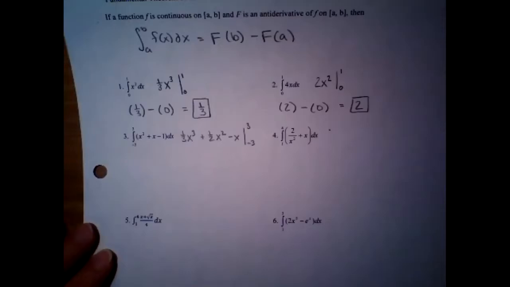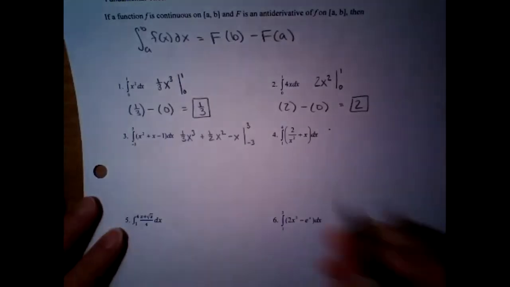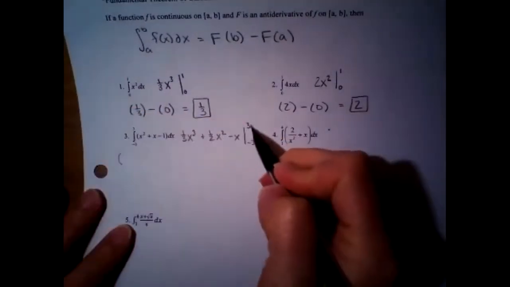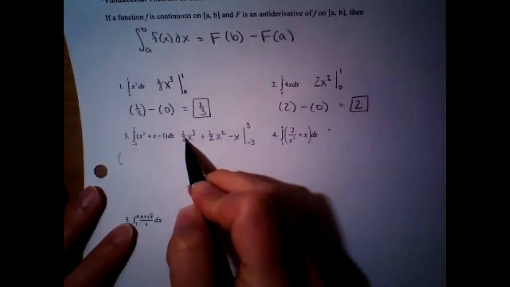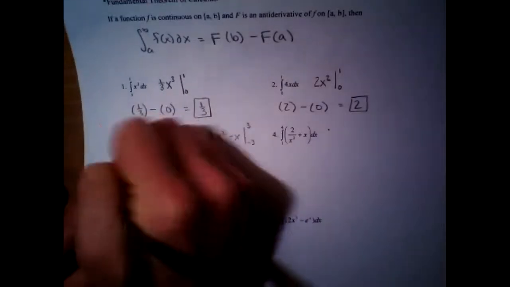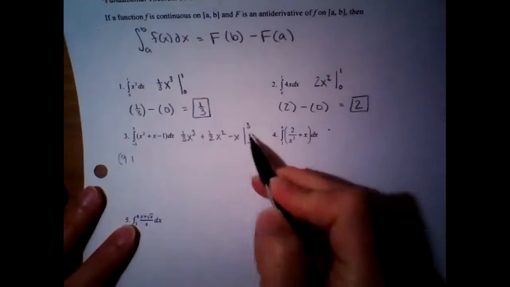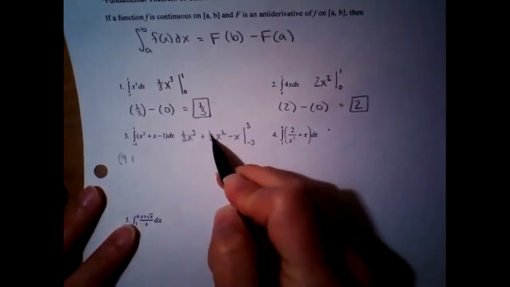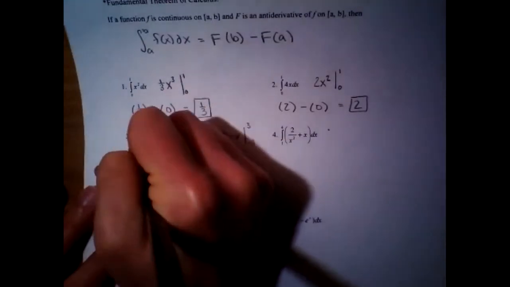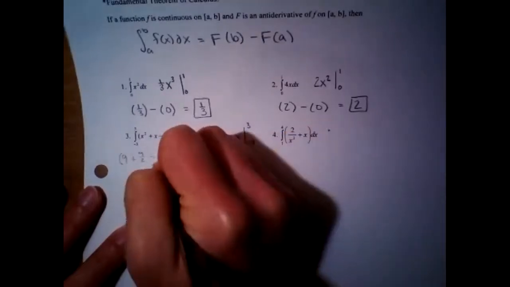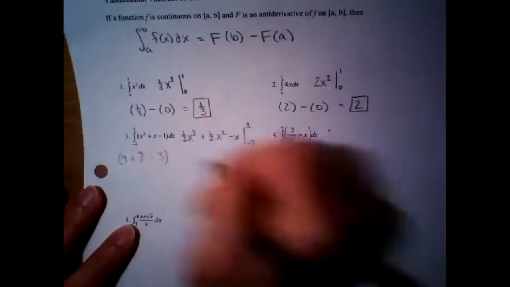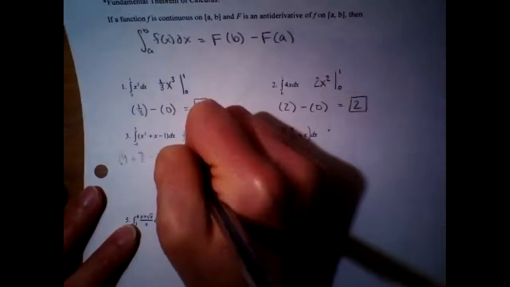So we're going to do upper boundary minus lower boundary. All right, so first we're going to plug in this +3. All right, 3 cubed is 27. 1/3 of 27 is 9, plus, all right, 3 squared is 9 and then halves. So plus 9 halves minus 3. So that's upper boundary. Minus lower boundary.